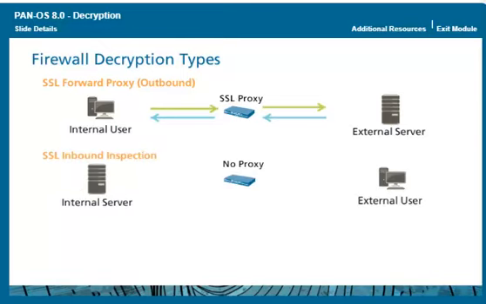You can also configure SSL inbound inspection decryption on the firewall, which decrypts SSL traffic coming from external users to internal users. To configure SSL inbound inspection, you must have access to the server's private key and certificate. In this configuration, the firewall does not act as an SSL proxy. An SSL connection is formed directly between the external user and the internal server. The firewall decrypts and only inspects the traffic flowing through it. The firewall can supply security policy and security profiles to the SSL connection and block disallowed traffic.